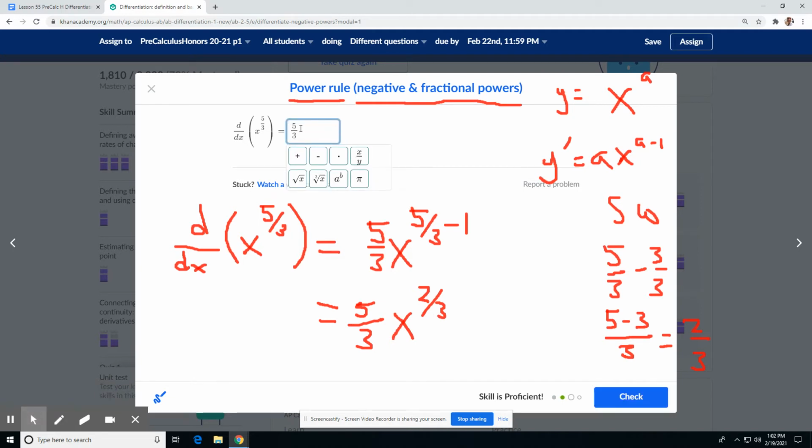5 divided by 3, x to the 2 divided by 3. Hey, watch it. And the exponent, buddy. Nope. Hey, come on. Let's try that. Nope. Come on. There we go. Gee, that was tough. 2 divided by 3. I'm not even sure how I did it, but there it is.